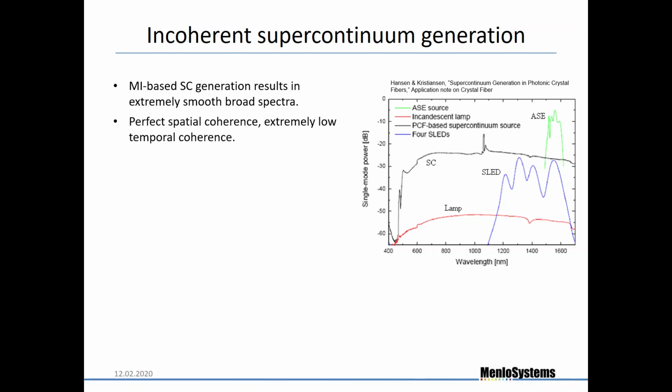And so the result is you still have perfect spatial coherence. You have a nice single mode laser beam, but extremely low temporal coherence. So you have the spectrum of a lamp. Compare this to an incandescent lamp, it looks more or less the same. But you have a lot more power density in the supercontinuum because you have a nice beam, which is not the case for a lamp, and so you get a lot more power into your spectrometer.